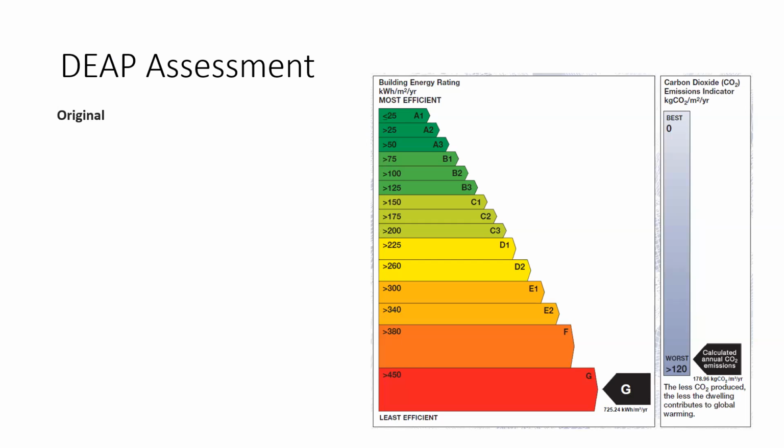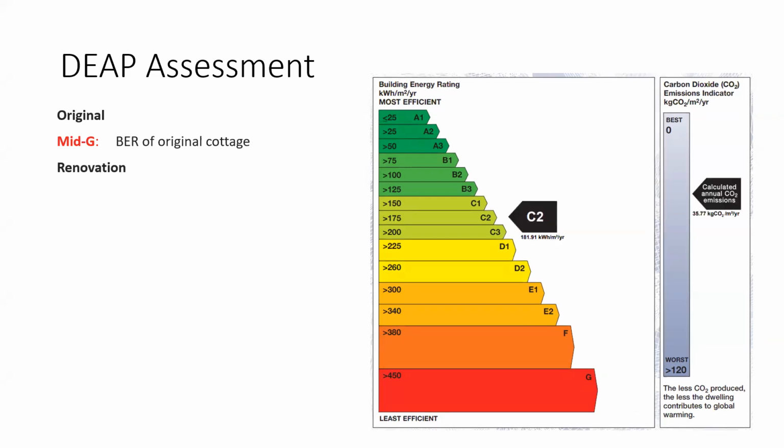So a DEAP assessment was carried out for the building by IHER Energy Services. I won't dwell too much on it as we didn't carry out the assessment, but the original rating for the building is a mid-G. Following the renovation, the BER of the completed project based on default values was F, so not a huge improvement from a G to an F, just one band. And that is largely down to the default values for the age of the building and the type of the building, where it falls into in the DEAP assessment.